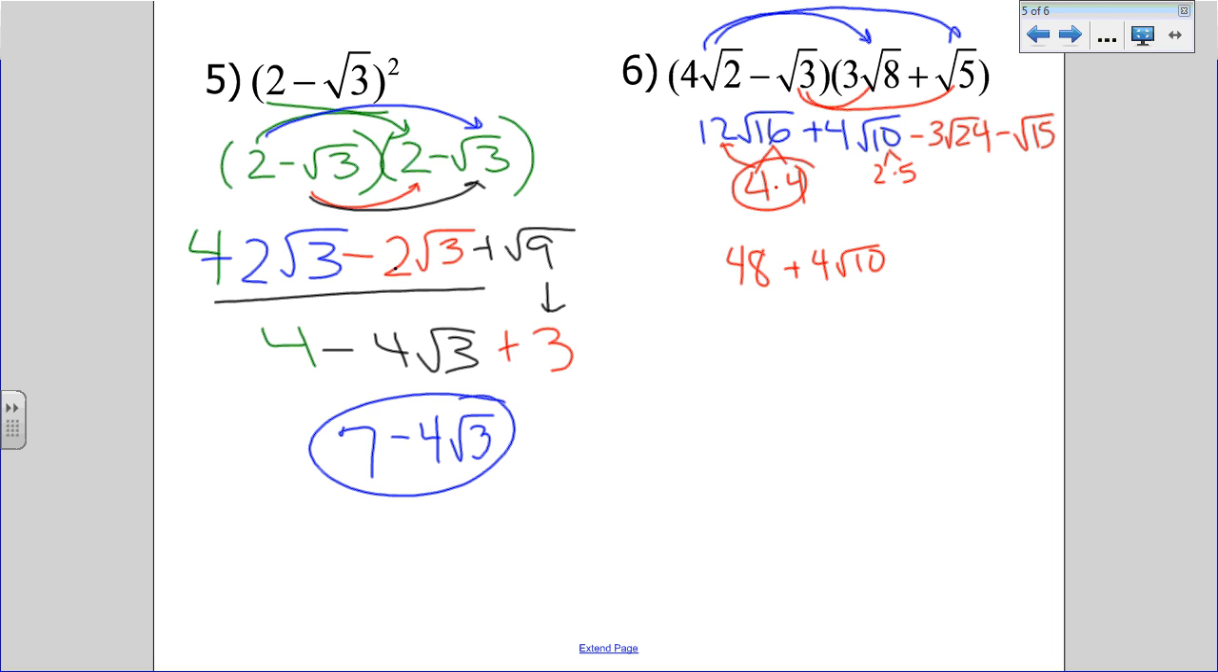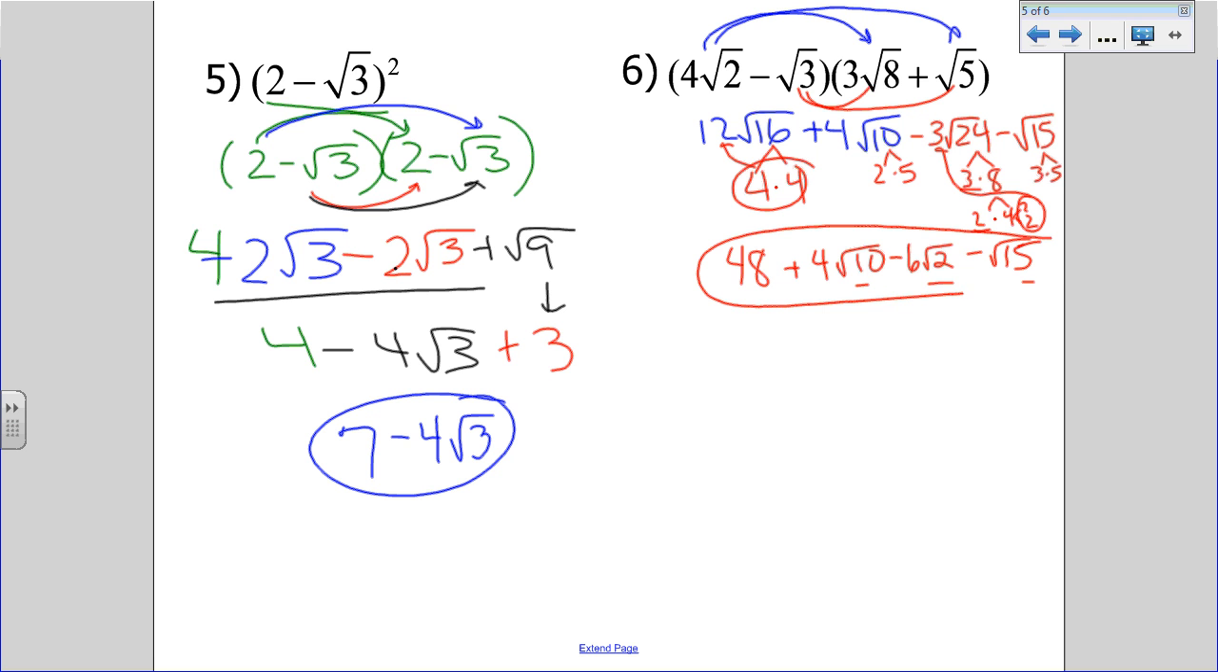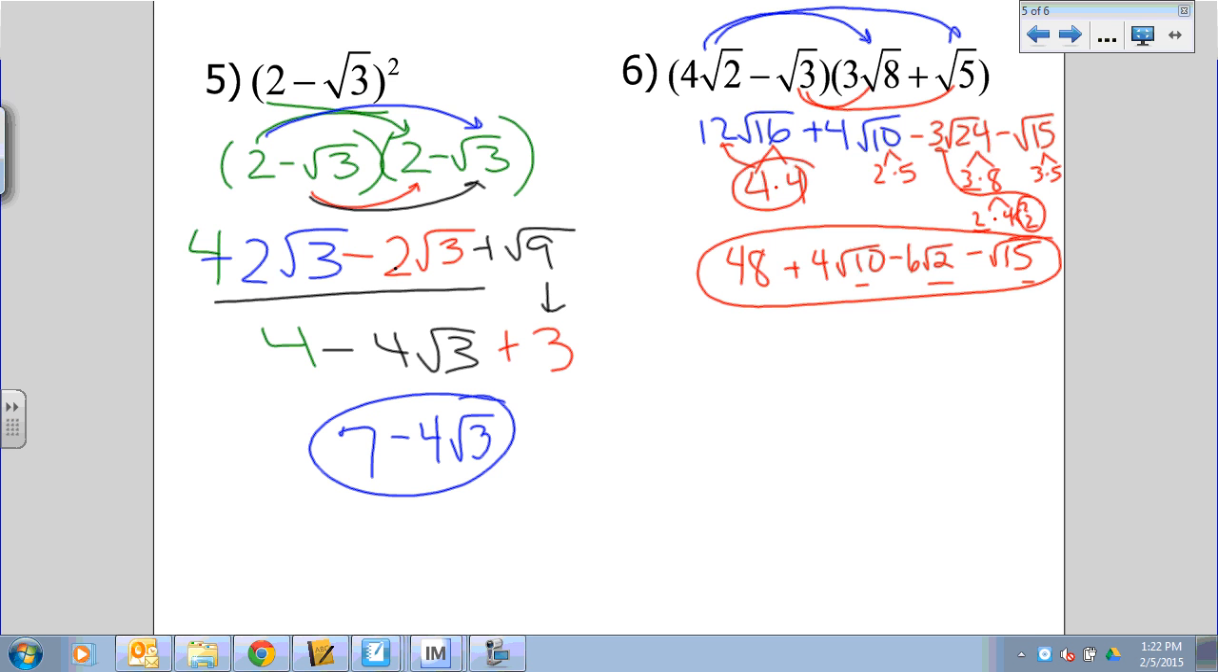What does 24 break down into? 3 and 8, 2 and 4, and this is 2 and 2, so there's a pair. That has to come out, guys. Don't lose track of that 3. So this is negative 6 square roots of 2. And then does the 15 simplify? No. 15 is 3 times 5, but are there any pairs there? No. Ladies and gentlemen, can we combine any of these terms? No. So you will have some problems that's what they're going to look like.